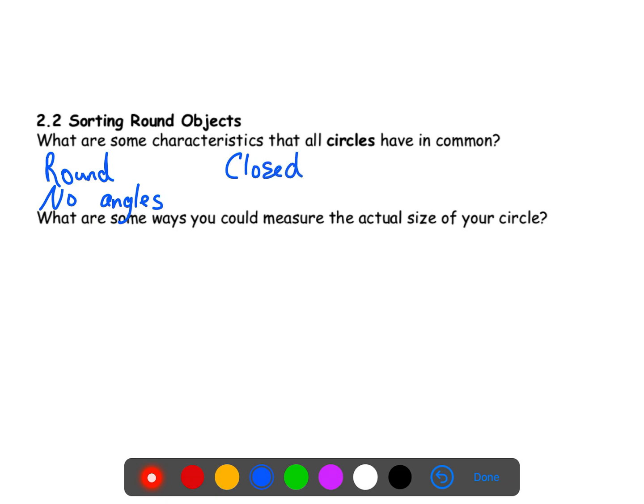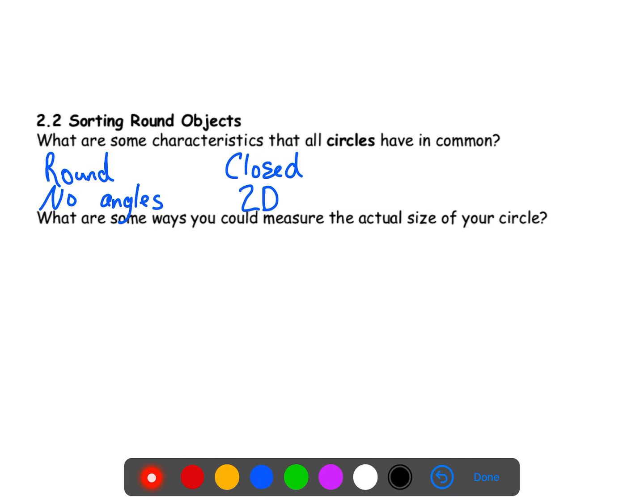Also, circles are two-dimensional. You would think a three-dimensional shape similar to this would be a sphere, but that is definitely not the same as what we're referring to here when we talk about a circle, a flat surface. Okay, the next part says, what are some ways that you can measure the actual size of the circle? And this is going to be very important in our next activity.